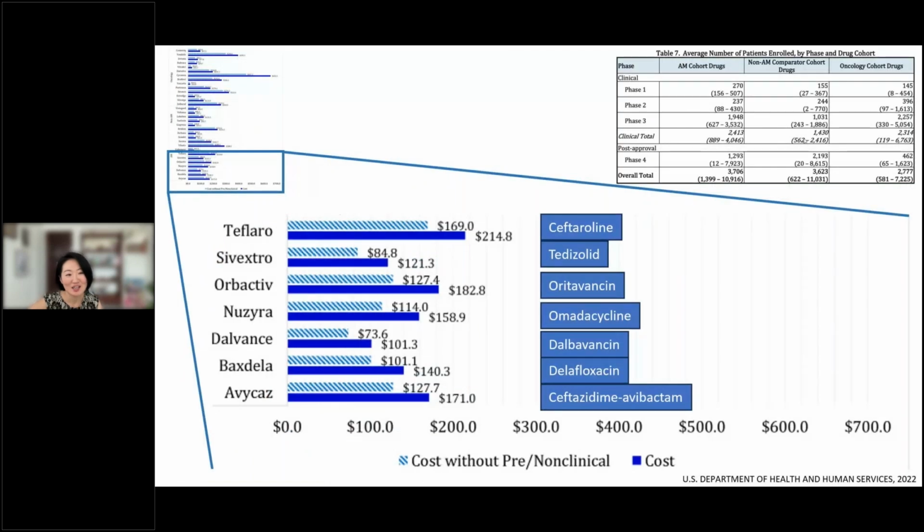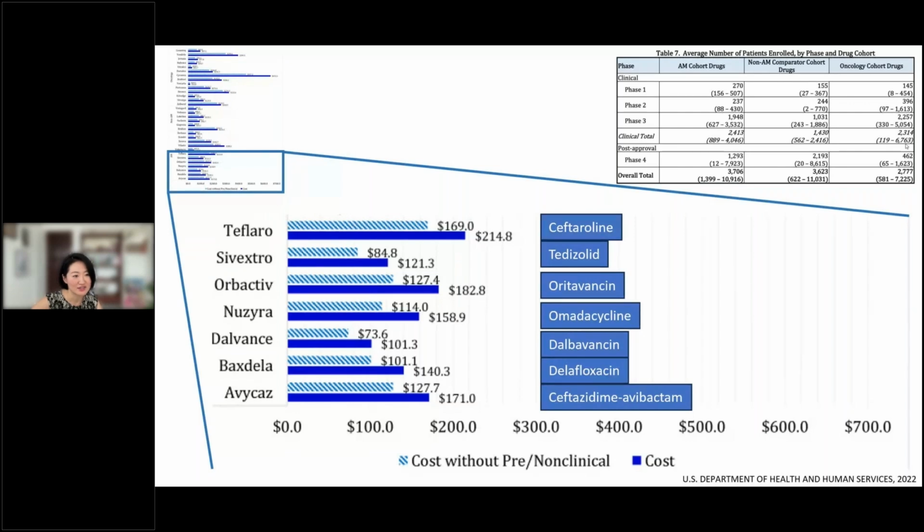Okay, the number of patients enrolled for antibiotic trials was similar to oncology drugs, which is the main driver for costs. The average number of patients enrolled for the clinical stage, which included phase 1, 2, and 3 combined for antibiotic drugs, was 2,400, which was comparable for those in the oncology cohort.